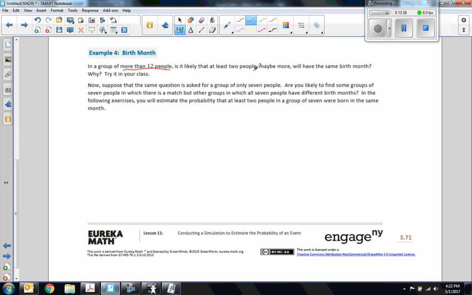Is it likely that at least two people, maybe more, will have the same birth month? Yes, definitely. Especially if we have 13 people. If we have 13 people, there has to be someone sharing a birth month because there's only 12 months in the calendar. So now suppose that the same question is asked for a group of only 7 people. Are you likely to find some groups of 7 people in which there is a match, but other groups in which all 7 people have different birth months? And the answer is definitely yes. In the following exercise, you will estimate the probability that at least 2 people in a group of 7 were born in the same month.